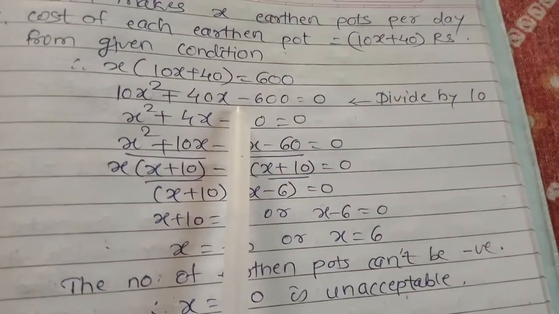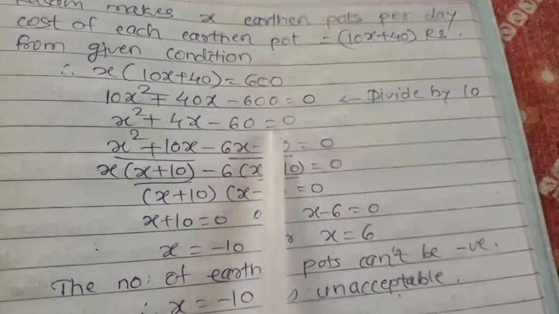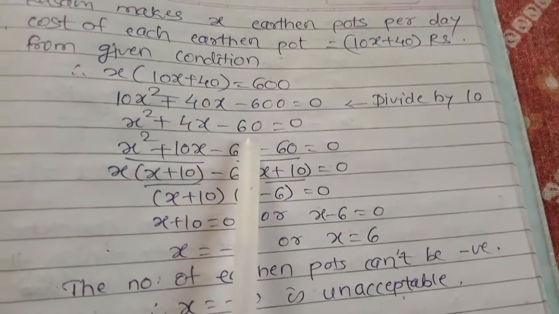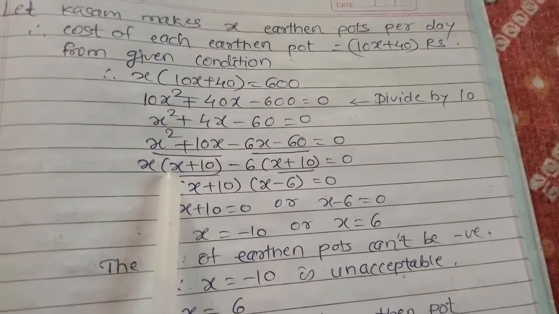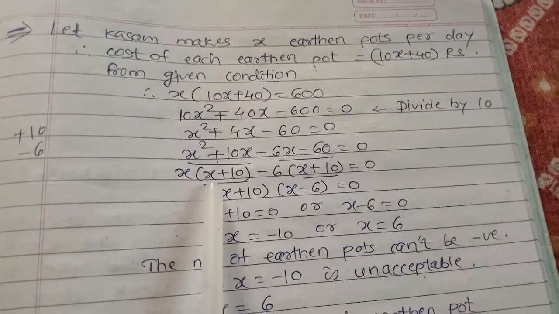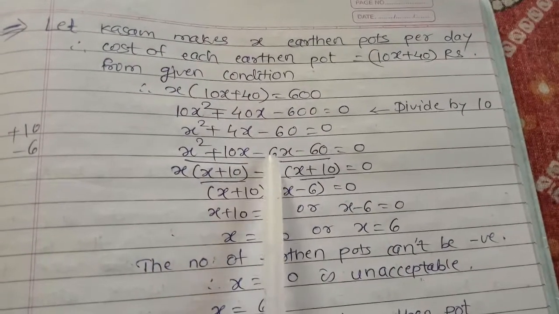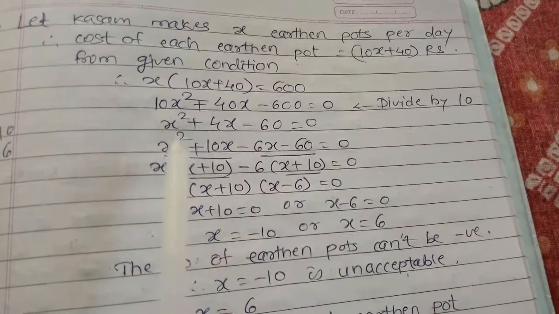Now we have to divide both sides by 10. So we get x square plus 4x minus 60 is equal to 0. Now here we have to find the factors of 60 whose subtraction is 4. The factors are 10 and 6. So x square plus 10x minus 6x minus 60 is equal to 0. So make the group of 2.